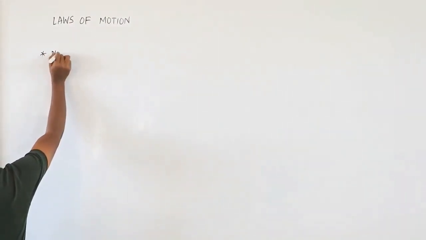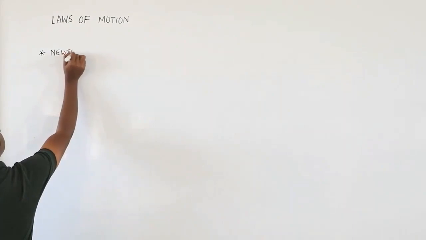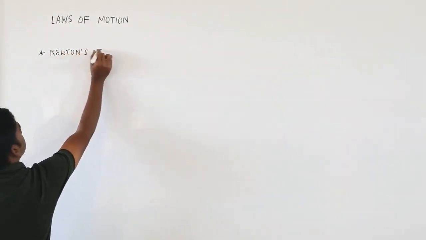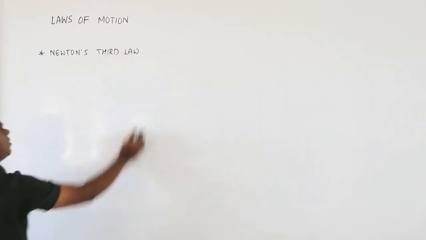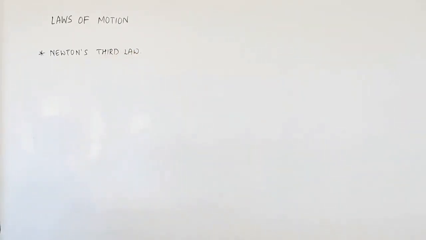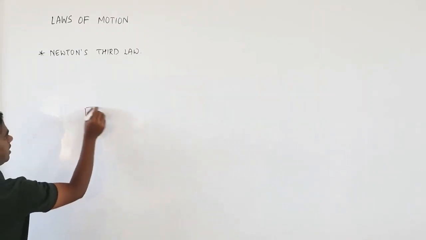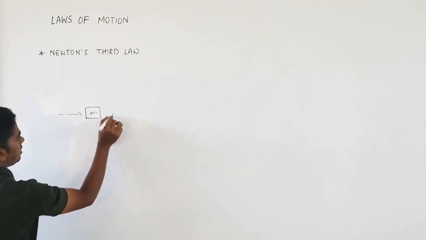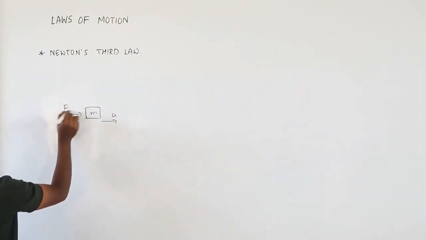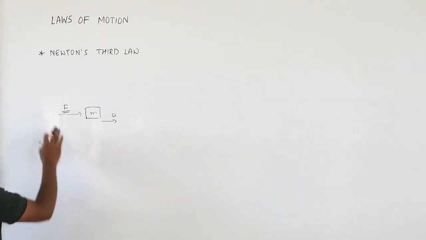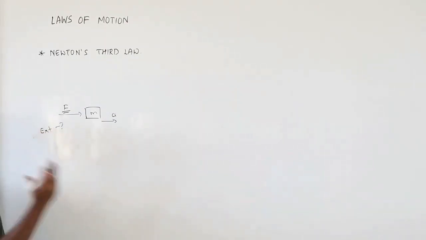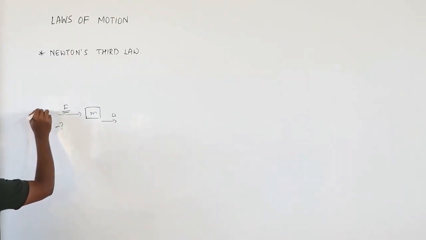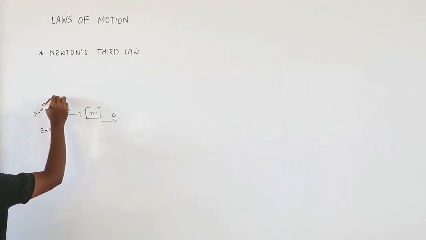Newton's third law of motion. So how does this arise? If there is a body that is moving, if it is having acceleration, it means some external force is applied on it. From where is this external force coming? Probably it is coming from another body.